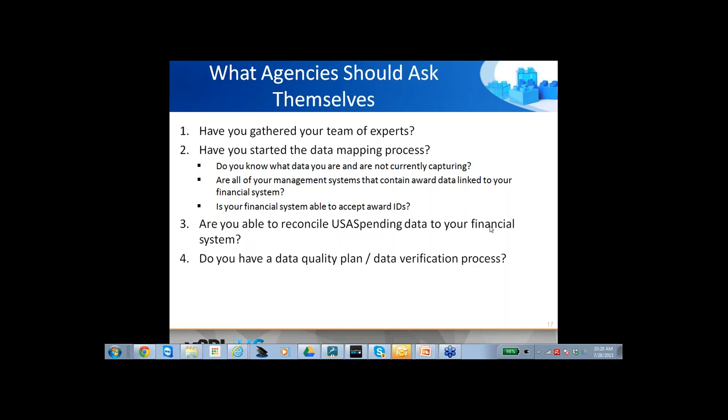Which leads to that next step when you talk about the data quality plan and the data verification process. While the broker will do some validation and verification, my understanding of the broker now is it's going to verify that the transmission or the flat file is in a form that can be accepted by the broker.